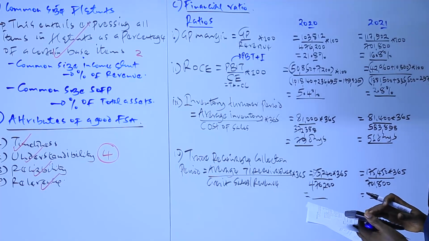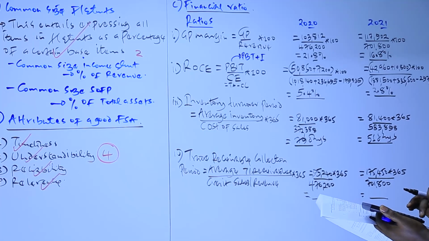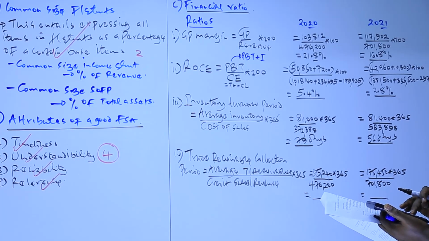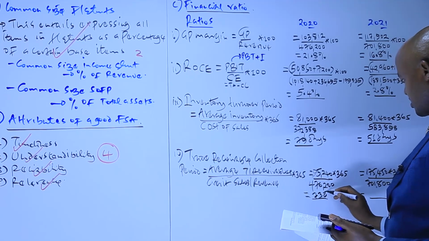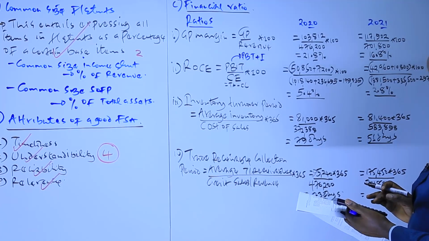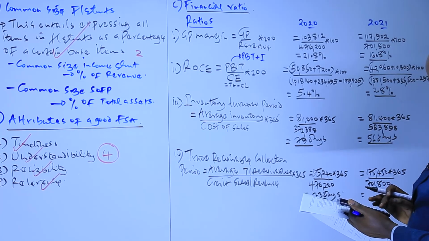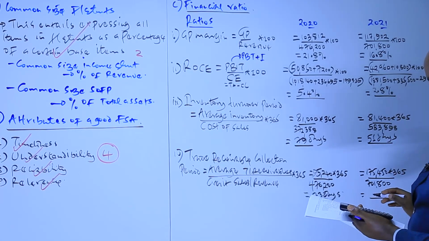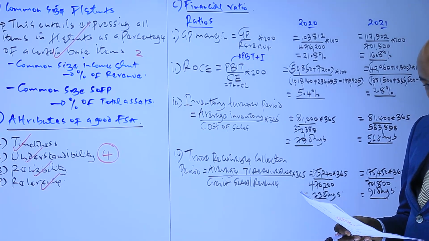So let's start with the first year, which is 95,240 divided by 476,200 times 365. So this will give us 73 days. And then in the second year, we have 175,450 divided by 701,800 times 365, which will give us 91 days. Yes, so that is it. That is what is required there.